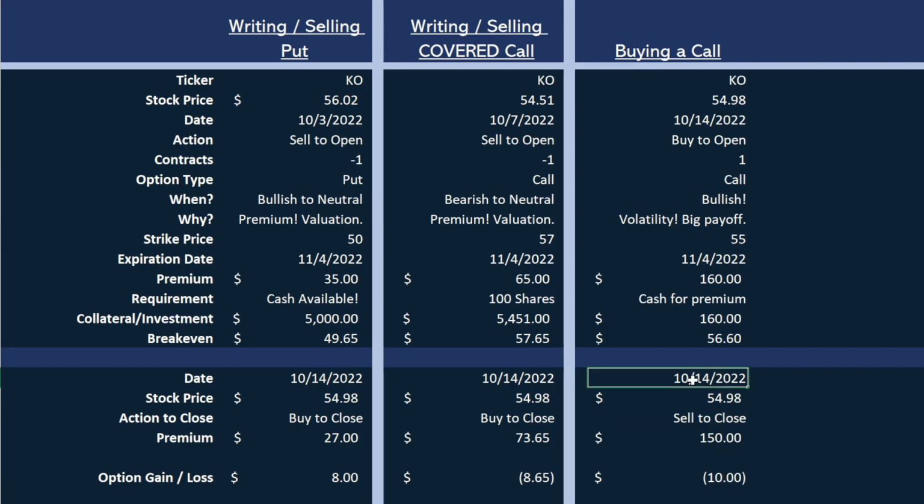But if you decided that same day on 10/14 to turn around with the stock price unchanged and you decided, okay, I bought to open one contract and I want to get out of this contract now, so I'm going to sell to close out that position, you'd probably only get about $150 for it and you would lose $10. So I just wanted to include that so you understand when we look at this trade how that could impact you.